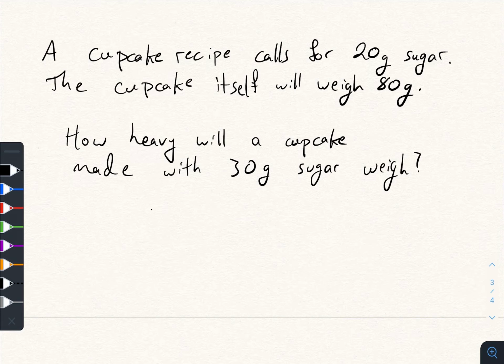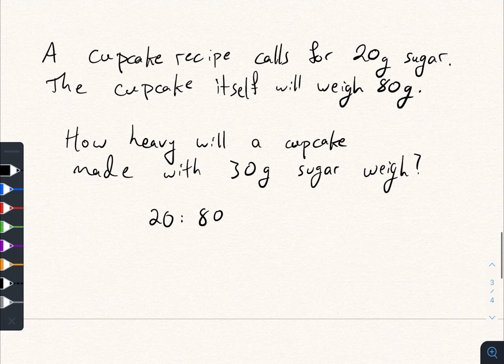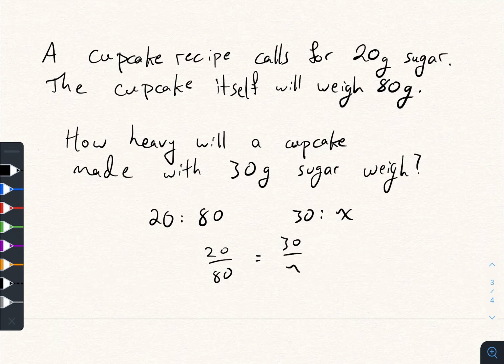Our ratio that we start with is 20 to 80. And we want to get a ratio 30 to, and we could just use a variable here. We'll use x. And we want these two ratios to be in proportion. We want these to give us the same sort of thing. So how do we solve this? We could solve it with the picture, or we could use fractions and cross multiply. So if we want to do this, then we could just cross multiply everything.